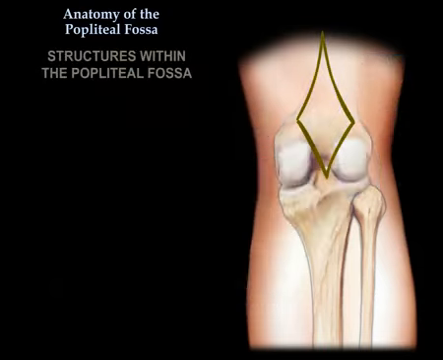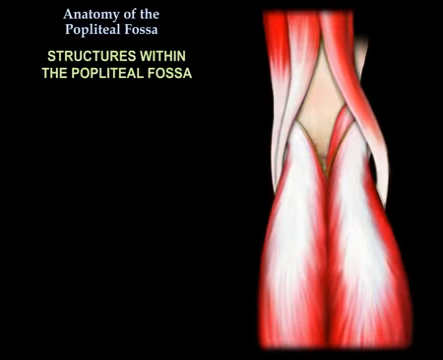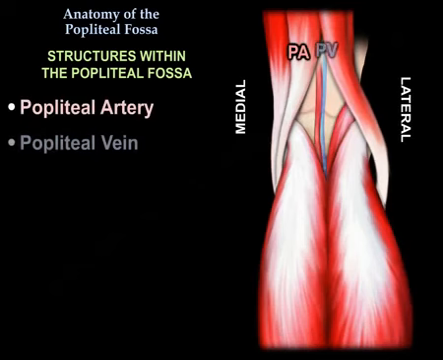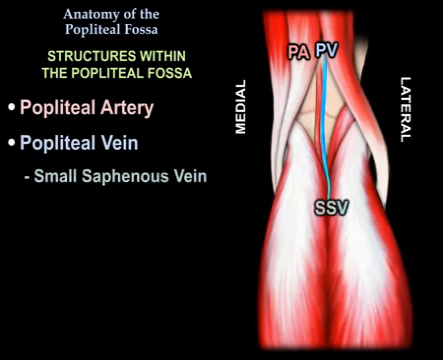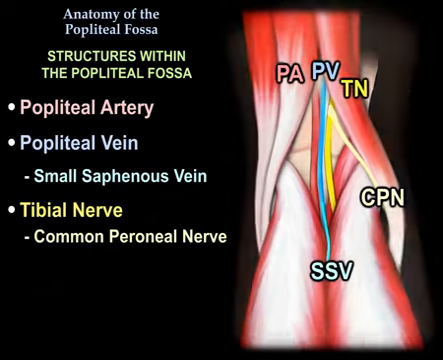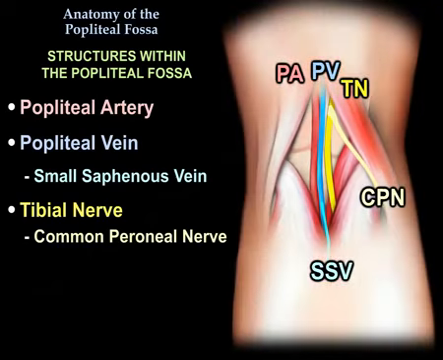Structures within the popliteal fossa are the following from medial to lateral: the popliteal artery, the popliteal vein, and the small saphenous vein, the tibial nerve. The common peroneal nerve runs across the upper lateral border of the fossa.